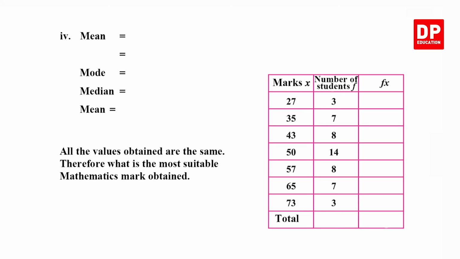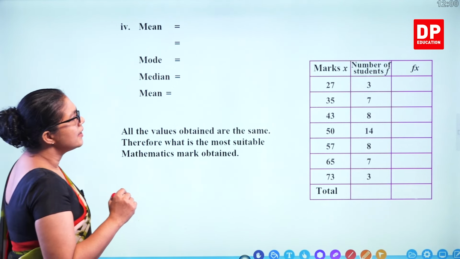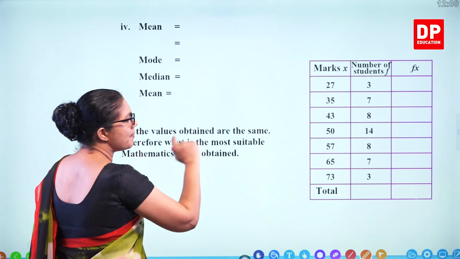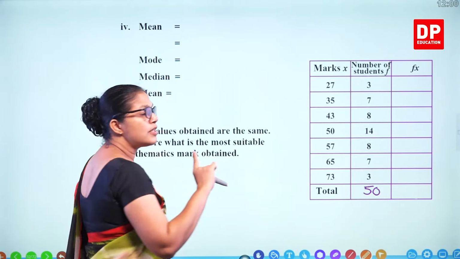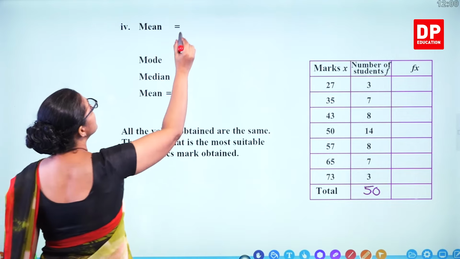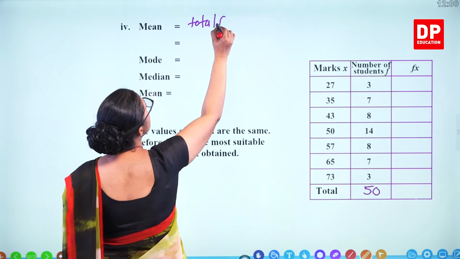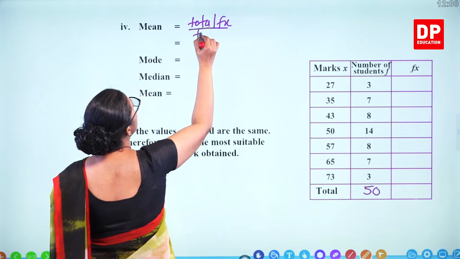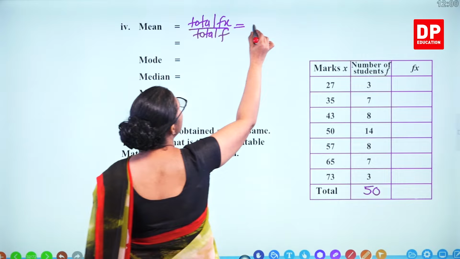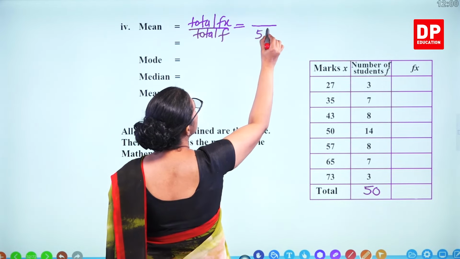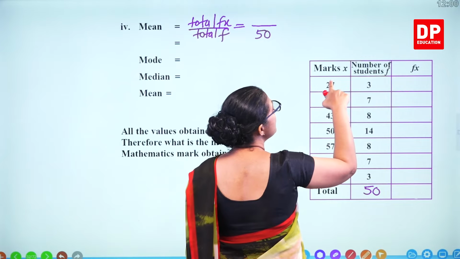Now you need to find out the mean. How do you find the mean? So here, this is the table we got before. So this is 50. So you have to find out the total of fx. So you can write total fx over total f. Total f is 50. What's total fx? We'll find out. This is f, this is x.